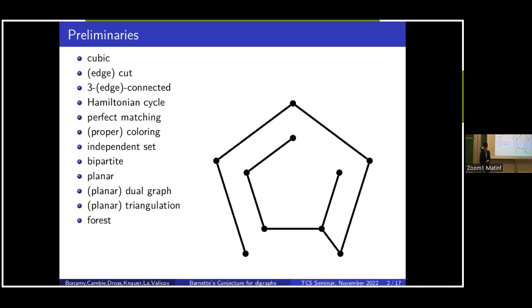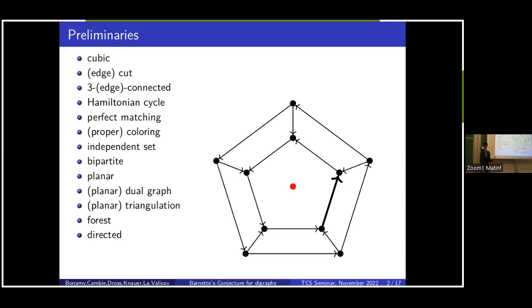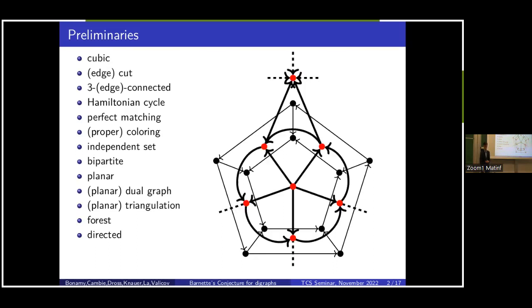And now a forest is just a graph without cycles. A directed graph is a graph where you give directions to the edges. And when you talk about directed graphs, there's also a notion of duality. You just need to know how to orient your edges in the dual. Well, when you have an arc, so an oriented edge like this, there's a notion of left and right, right? There's a left face and a right face. So say in the dual, I can always orient from left to right. So this gives me also an orientation of the edges in the dual.